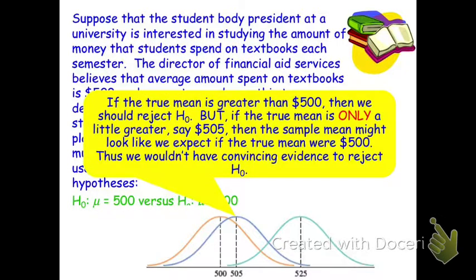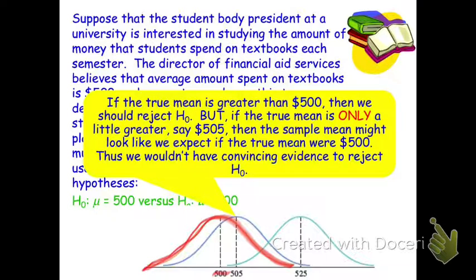This orange normal curve represents the null hypothesis. The center is at 500. That's what it is currently. If the true mean is greater than 500, then we should reject, but if the true mean is only a little greater, then the sample mean may not be enough, and we may not have enough evidence to reject.